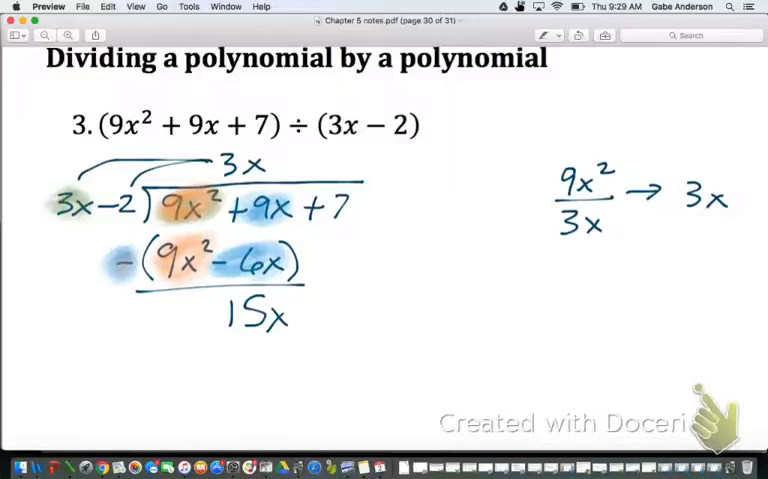And now we bring the 7 down. So plus 7. So we just did one whole cycle. We're going to do one more cycle and then we'll be done.